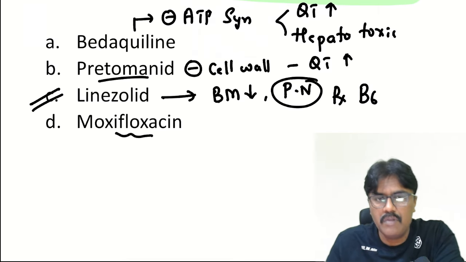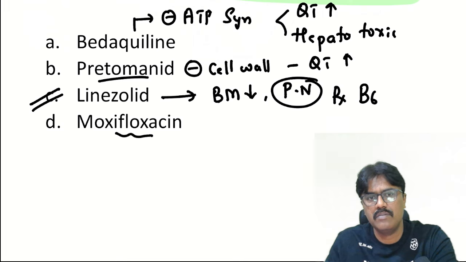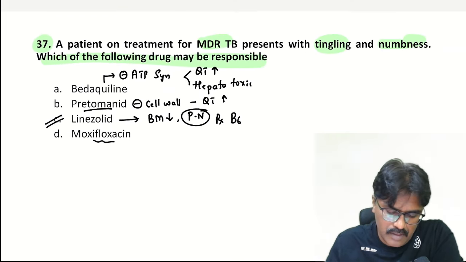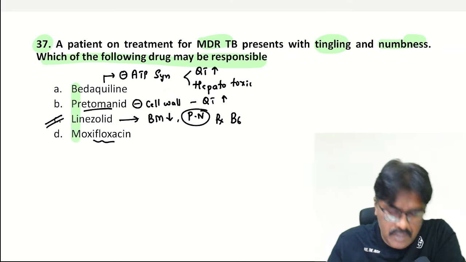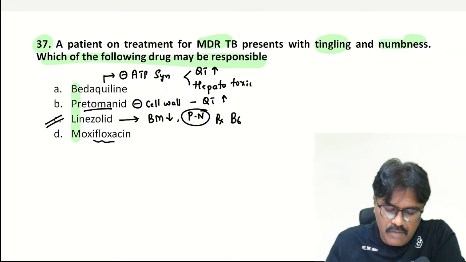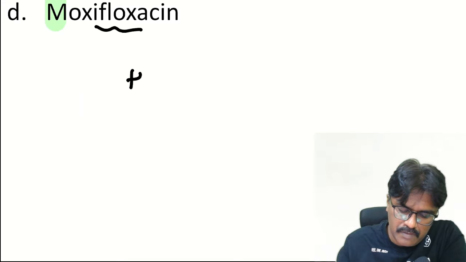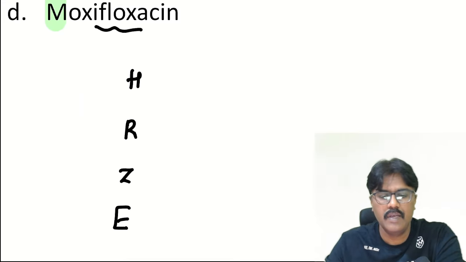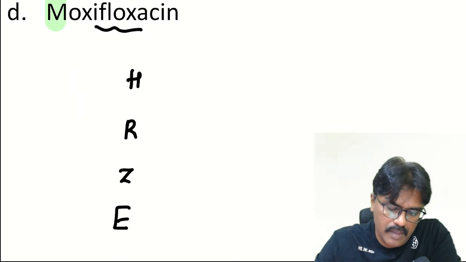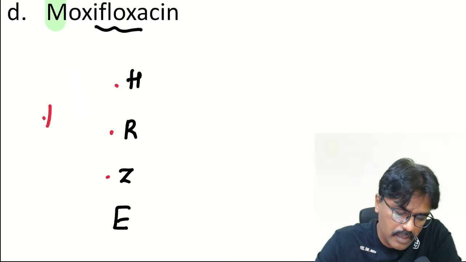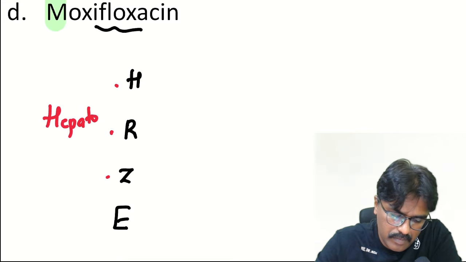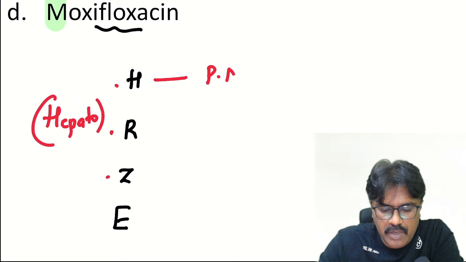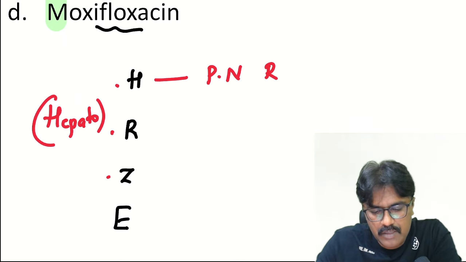Moxifloxacin is a fluoroquinolone which can cause allergy, Stevens-Johnson syndrome, cartilage damage, then tendon rupture like that. So this is the regimen. You can see the BPaLM regimen. But what they test you is, what are the most common adverse effects of the first line drugs, HRZE? All these HRZE drugs are hepatotoxic. Correct. But remember, isoniazid can also cause peripheral neuropathy, and the treatment for that is B6.